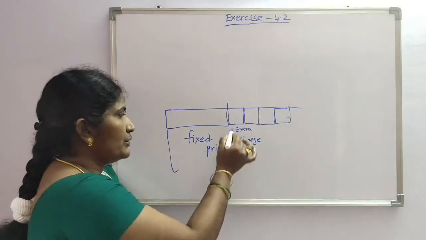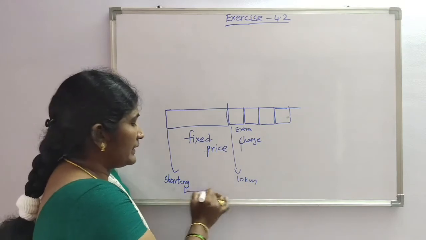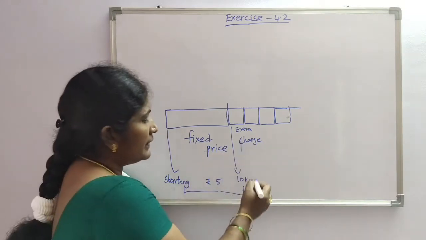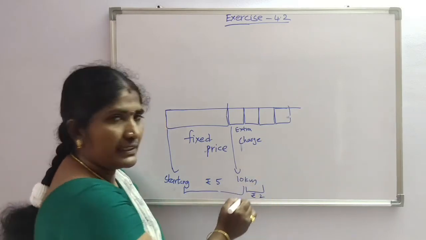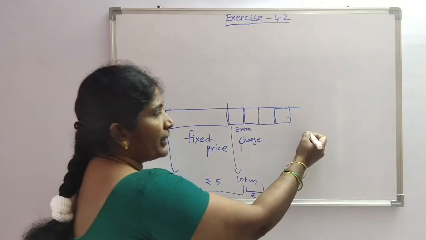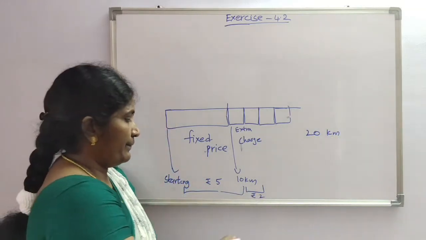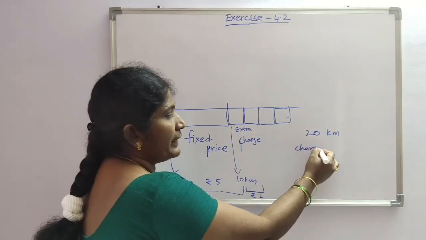Suppose from the starting to 10 kilometers, the auto fare is 5 rupees. Next, each extra kilometer is 2 rupees. The extra charge is 2 rupees. Now you want to travel 20 kilometers. Then how much do you have to pay?